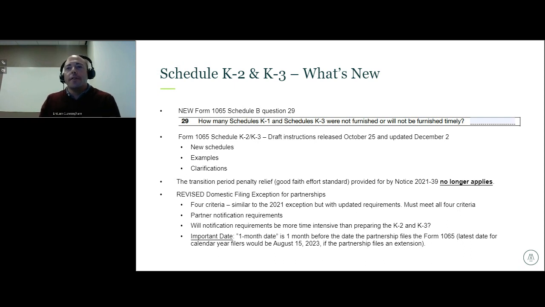So right there you have some thought about whether tracking feedback from partners, and we'll talk about what that means, is going to be difficult to do after the fact, given that we don't know 1 month before what date exactly we may be filing the partnership return.